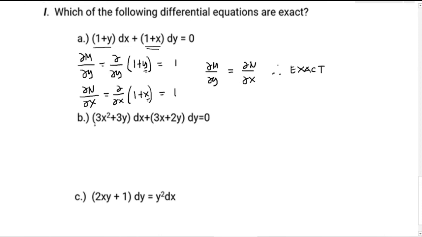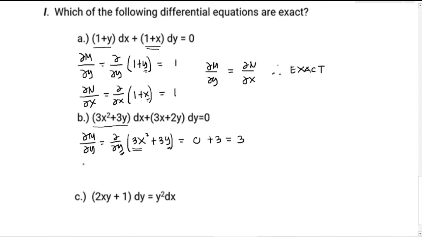Our M here is 3x squared plus 3y, and we take the partial derivative of M with respect to y. Since the derivative is with respect to y, y is the variable, and x is assumed as constant. The derivative of 3x squared is 0, and the derivative of 3y is plus 3. In short, the partial derivative of M with respect to y is 3.